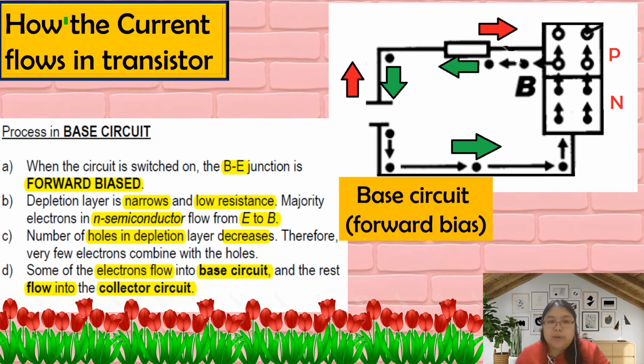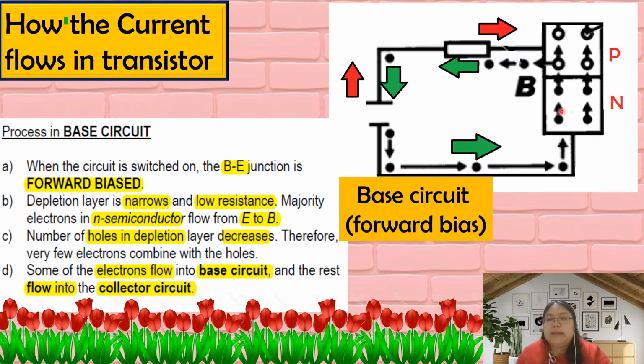Okay, now I want to show how the current flows in the transistor. We go through the base circuit first, step by step. First, we see the diagram. Base circuit. Let's see the red color part. That one is the current. Inside, that one is an electron.